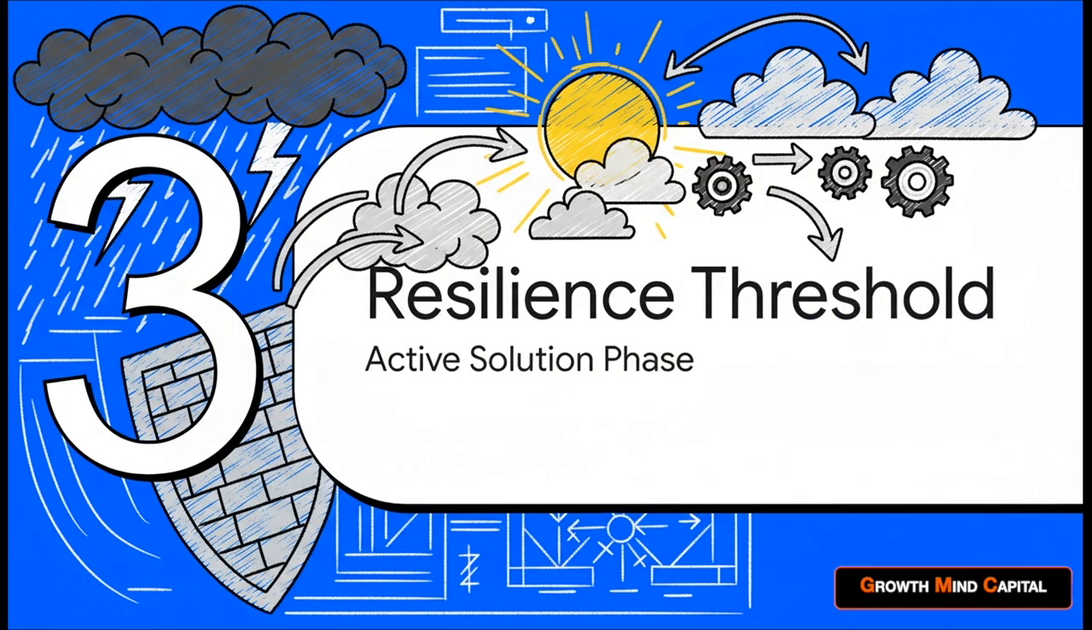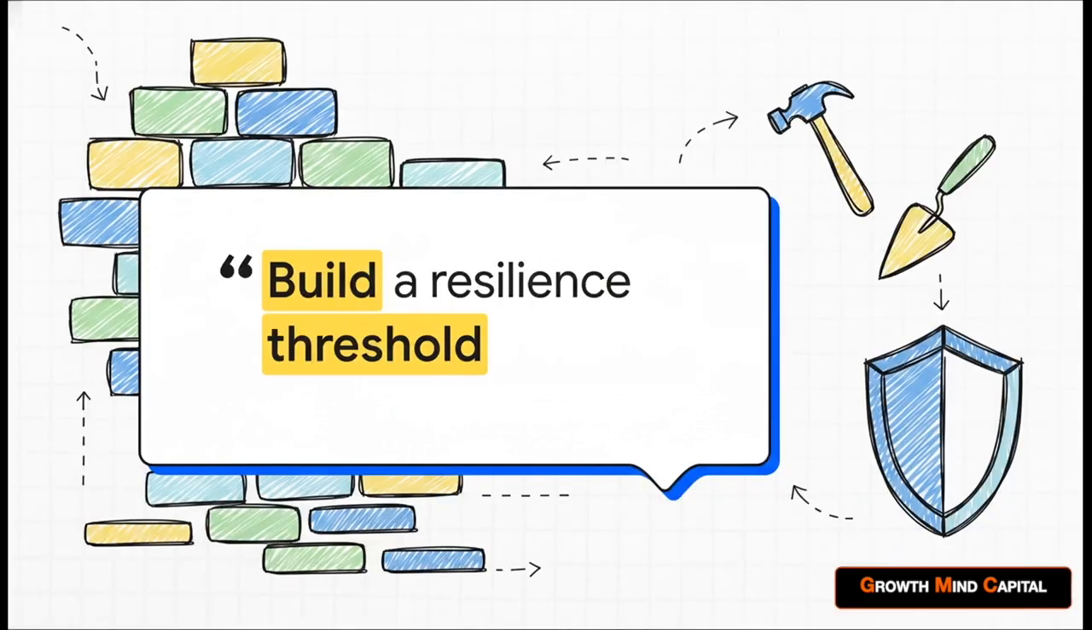Time to shift gears into the active solution phase. If trait anxiety is that relentless weather we just talked about, then we need to become the energized architects of our own defense. The source provides this incredibly monumental directive. Build a resilience threshold. Just let the weight of that command echo for a second. Build a resilience threshold. Notice what it totally doesn't say. It doesn't say find a resilience threshold, and it definitely doesn't say hope for one.